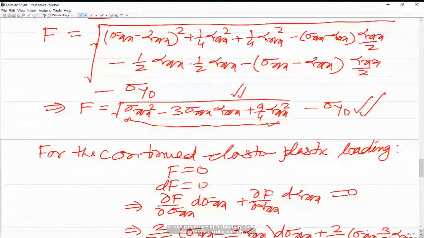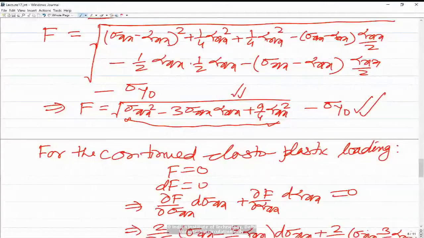When the material is yielding, of course, when you start with zero load, then you have f equal to minus sigma y naught. But when the material is yielding, sigma xx minus 3 by 2 alpha xx cannot be 0.